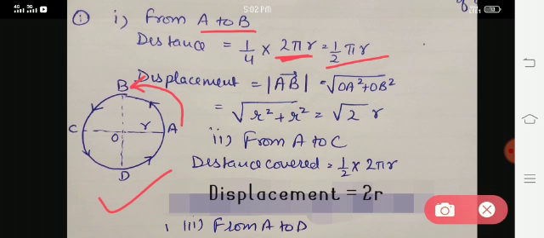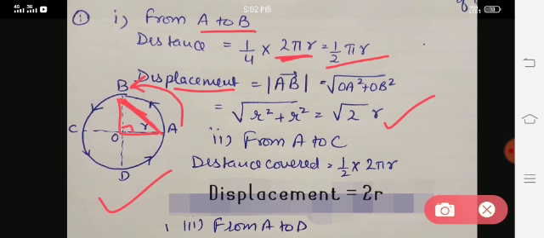Similar is the case for finding displacement. Displacement is the shortest path between this A and B. If we take this right angle triangle, then you can easily find this AB length. Here you have found it, and it comes out to be √2 times r.